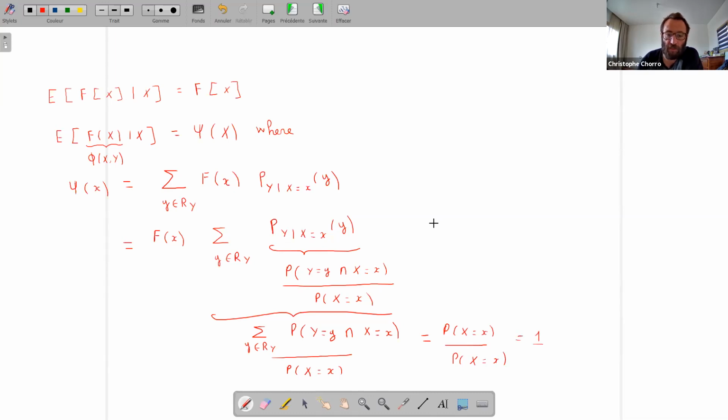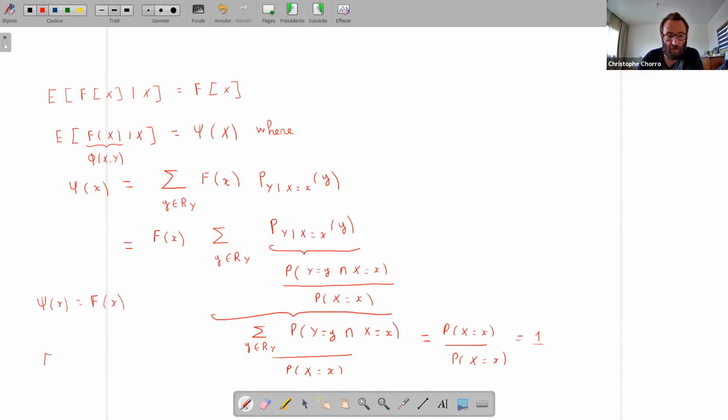At this stage, I can also make the remark that I have defined this as the conditional probability mass function, and in fact it's really a probability mass function in the case that the sum is equal to 1. It's a remark that we can integrate. So at the end, in my computation, my psi of x is equal to f of x.